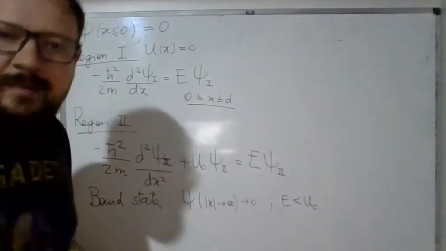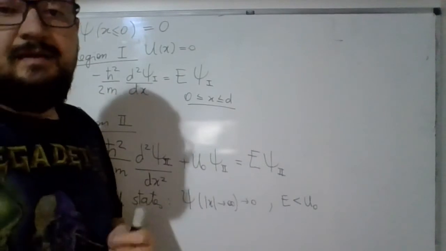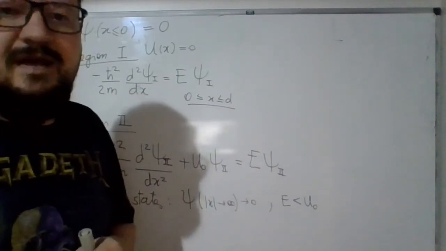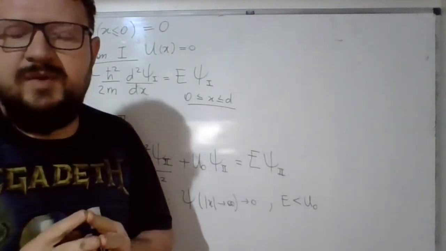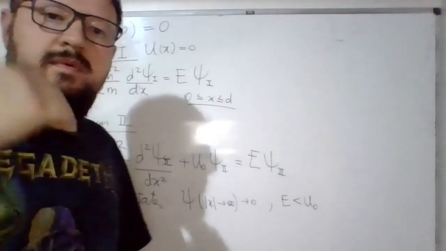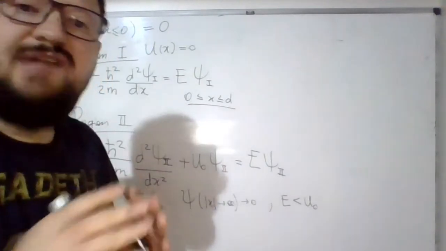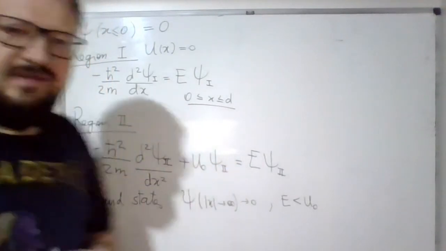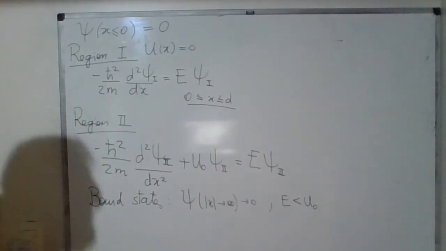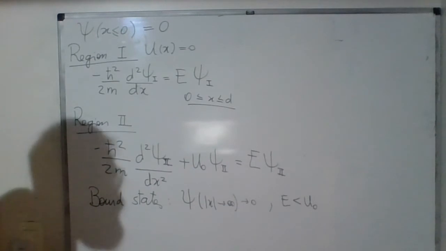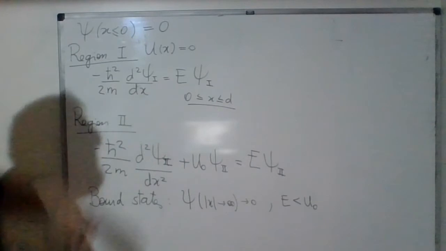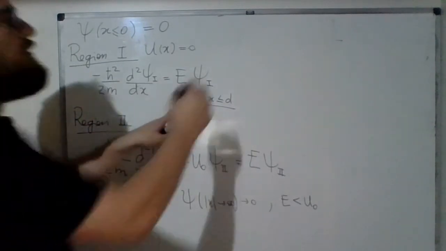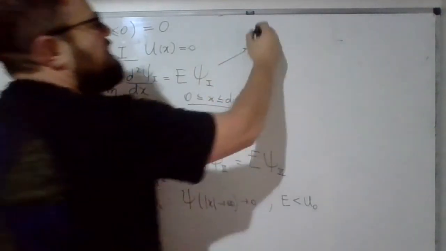This is a simple problem, but it highlights a feature: in solving the eigenvalue problem, we will get a transcendental equation which has no prompt solutions. You need to solve it numerically. Well, in region one, this is a very well-known differential equation.